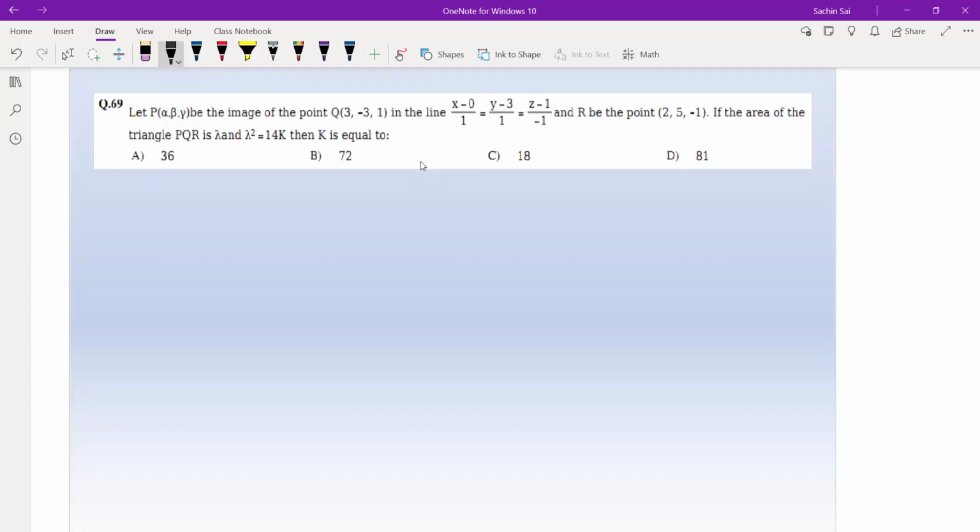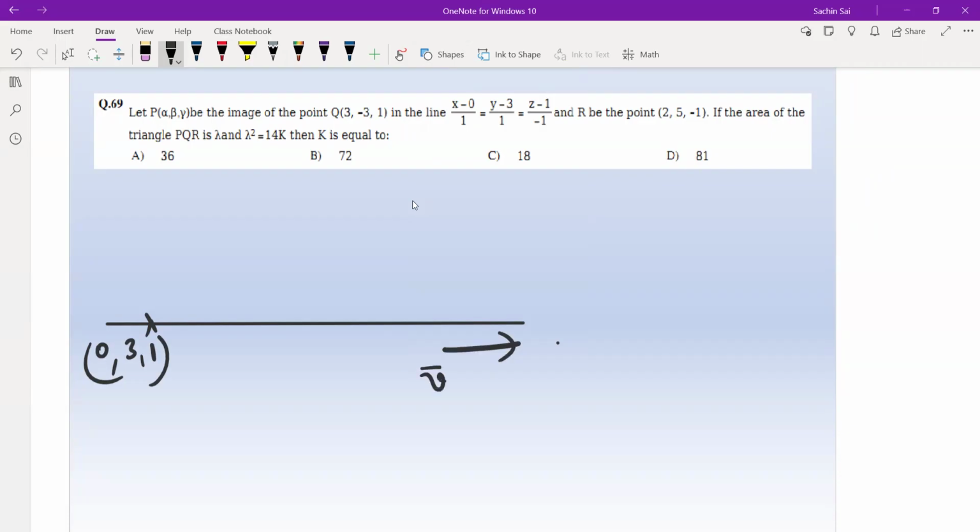Question 69. Let alpha, beta, gamma be the image of the point and R be the point. Okay, so you are given a line again. This line passes through 0, 3, 1. A fixed point on the line is known. A vector parallel to the line is known. The components of this vector are 1, 1, minus 1.